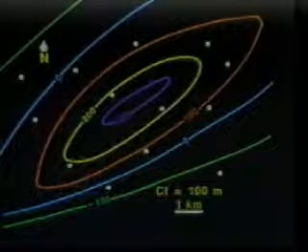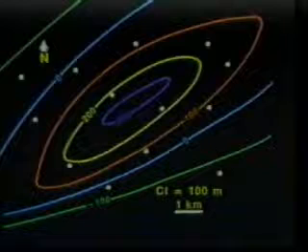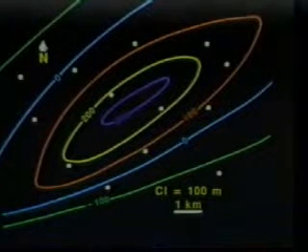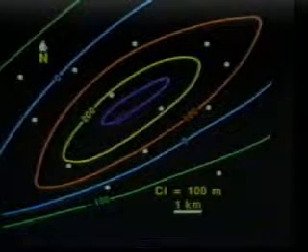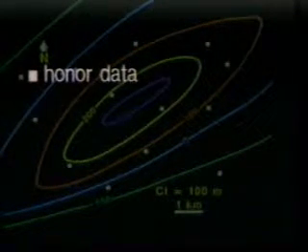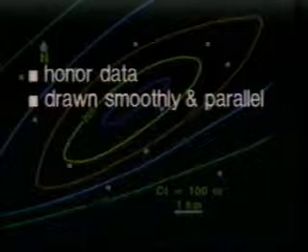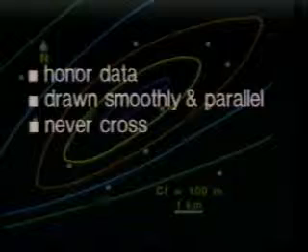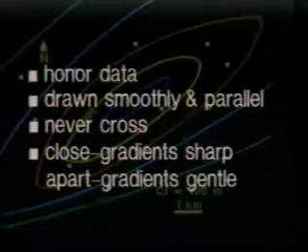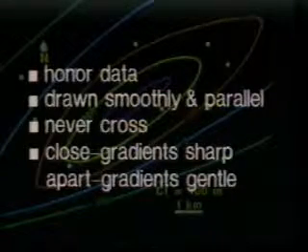Given an array of boreholes, a major consideration in drawing contour lines is how to arrange them. There are some standard rules when drawing contour lines that should be followed. They should honor the data. The lines should be drawn smoothly and as parallel to each other as possible. They must never cross, and they should be close together where gradients are sharp and farther apart where they're gentle. But even within these guidelines, there are many possible choices.